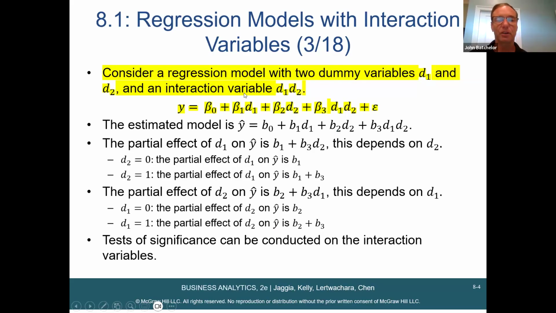Consider a regression model with two dummy variables, D1 and D2, and an interaction variable, D1 D2. So here we see the equation is changed. To me, this just makes sense. But to you guys, is it just a bunch of letters and numbers and gobbledygook? Or do y'all get it at this point?